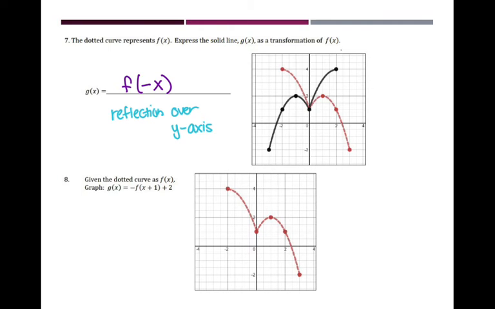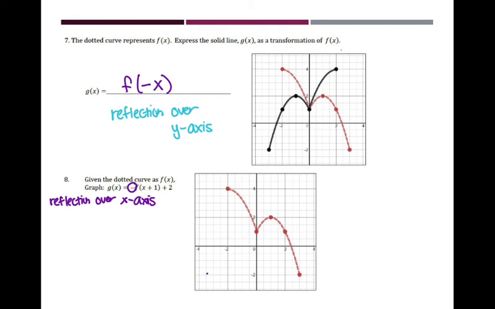Number 8 has a negative in front. The negative in the front means you're going to have a reflection over the x-axis. So it all depends on where your negative is. I'm going to continue with number 8 and list out my transformations. So I have a reflection over the x-axis.